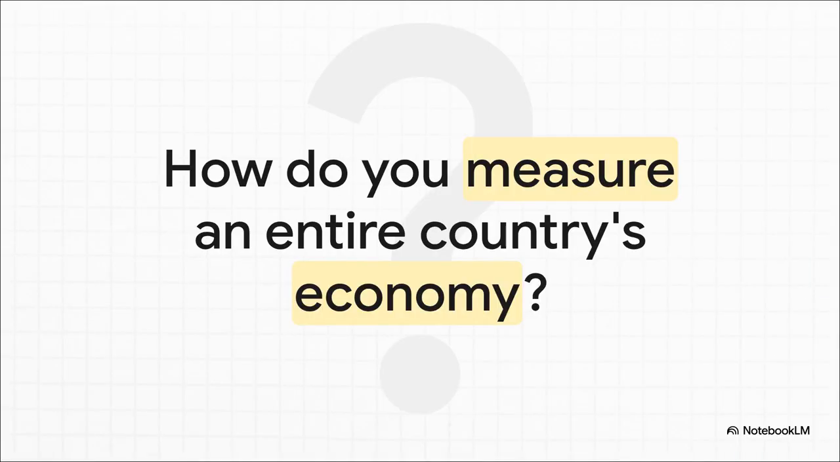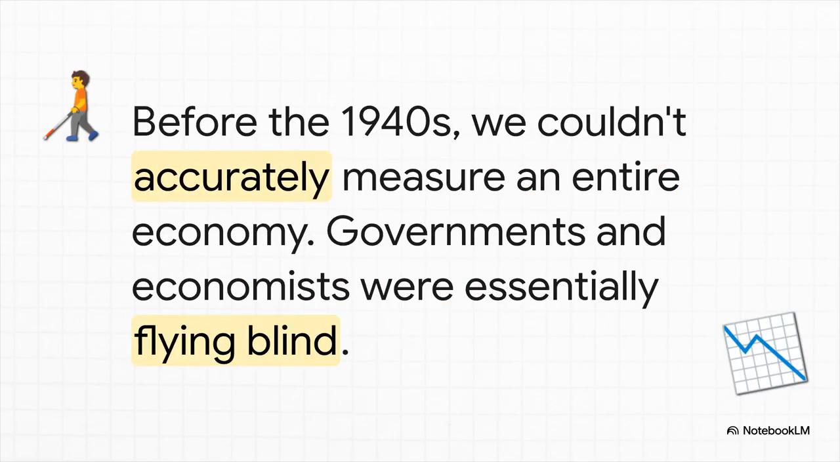Let's start with a really big question, one that shapes just about everything from the news you watch to major government policies. We throw around terms like GDP and economic growth all the time, right? But where do those numbers actually come from? And here's the thing that might blow your mind. For most of history, we just couldn't. Not really. Economists and governments were basically trying to steer these massive, complex national economies while flying completely blind. No dashboard, no GPS, not even a good map.